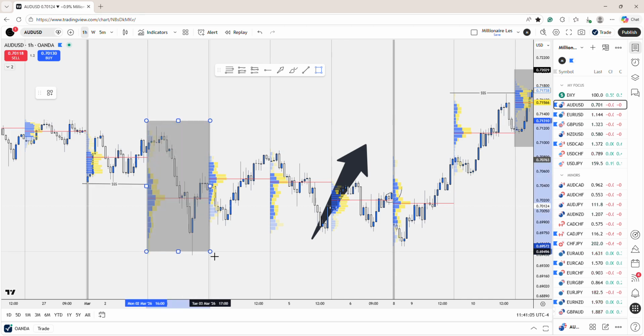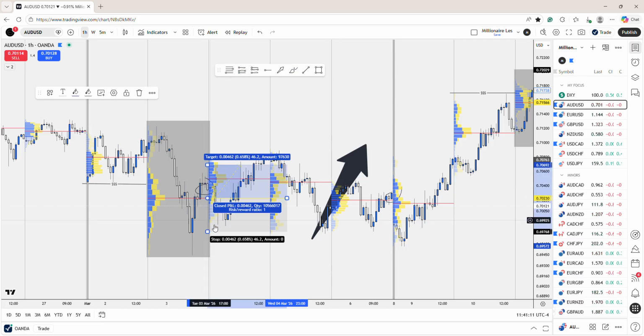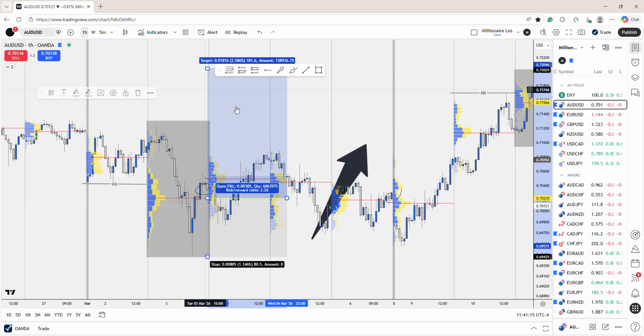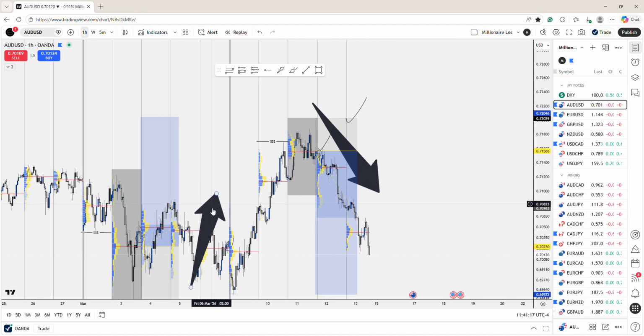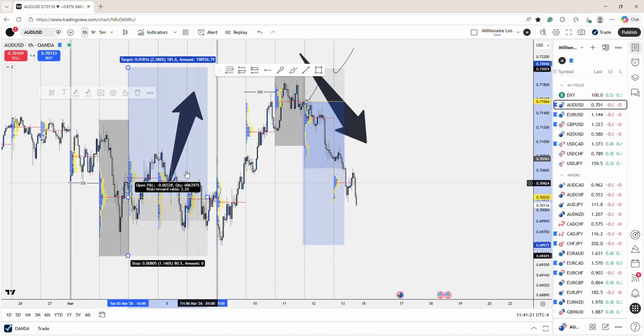And guess what it did? It also closed above my POC. I know that my buys are valid and I'm pretty much ready to go, ready to hop into this trade. And what does price do? Boom, taps me in, gets my little buy going, and then price heads to the upside.